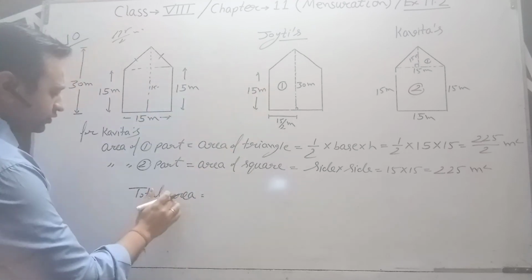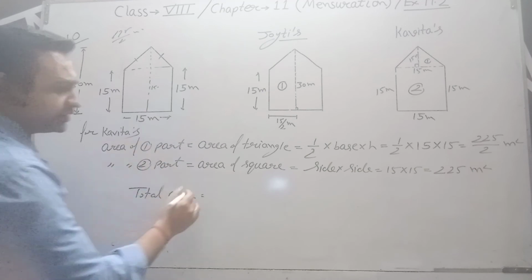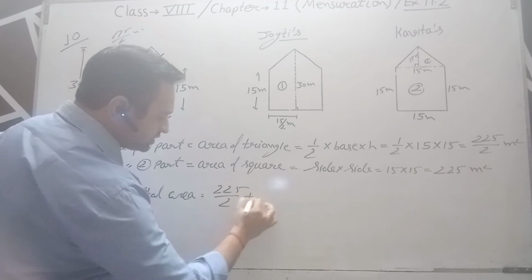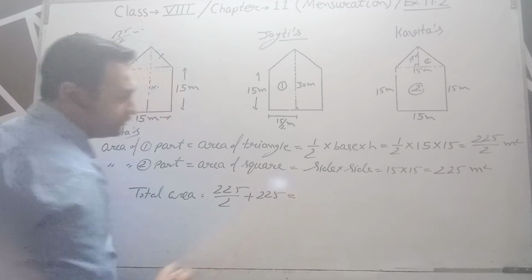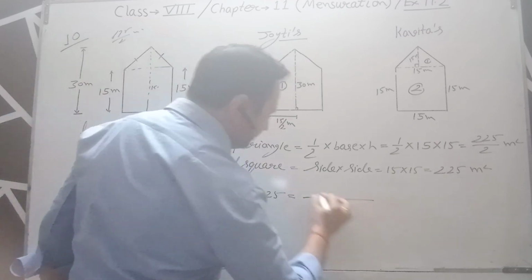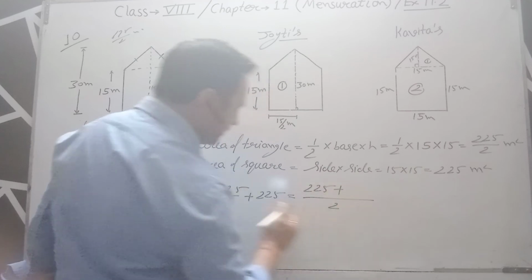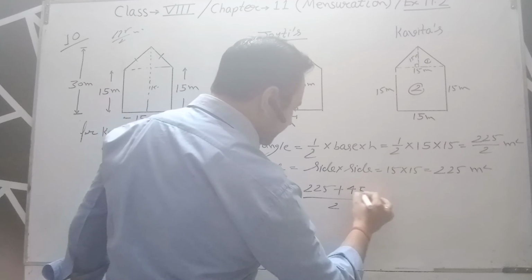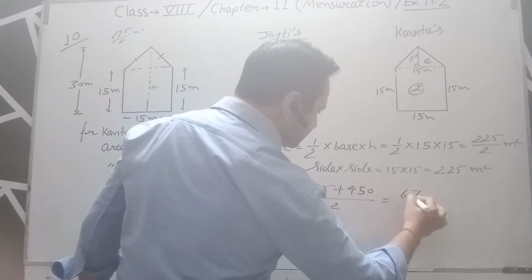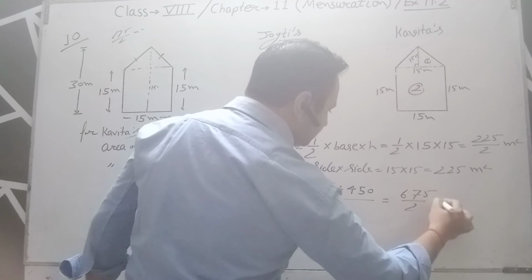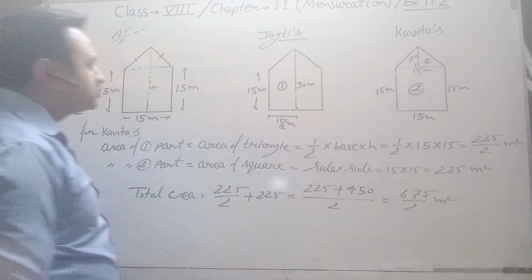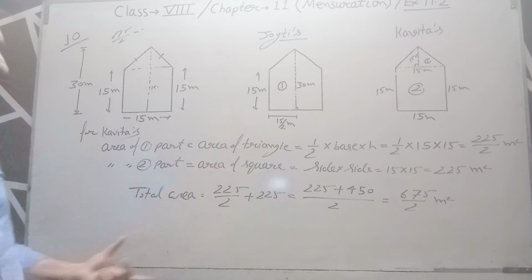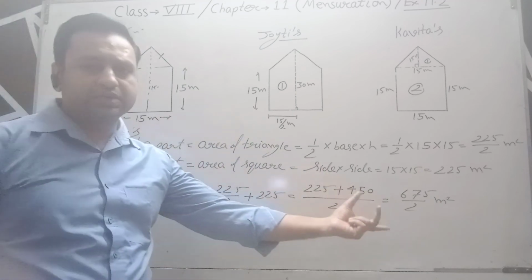Now we have to find out the total area using Kavita's method. So area of first part plus area of second part, with 2 as the LCM. 2 multiplied by 225 means 450, and their sum is 675/2 meter square. So the area of the pentagon is the same in both conditions. You can also convert to decimal, it's your choice.